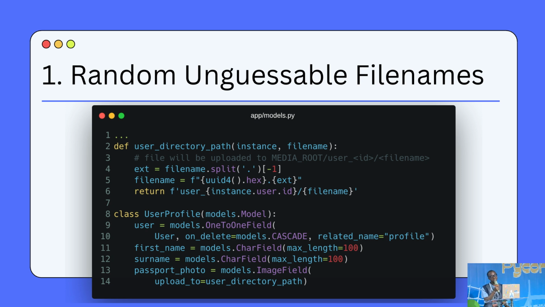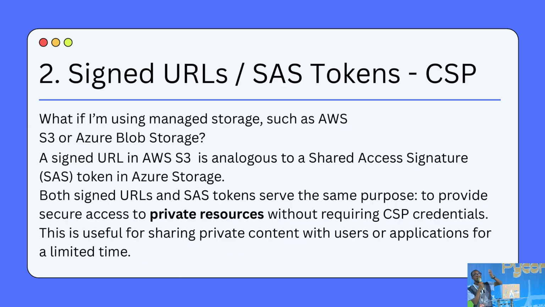But I must tell you that this is actually not foolproof, and this is using the technique known as security through obscurity. So the other technique is signed access, a signed URL or SAS token, and this is popularly used by your cloud service provider. If you are storing your files in an AWS bucket or Azure Blob Storage, this is what it uses. All it does is provide time-limited access to private resources in your bucket or your container.